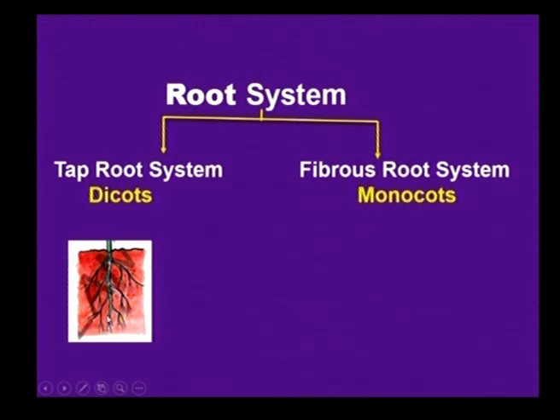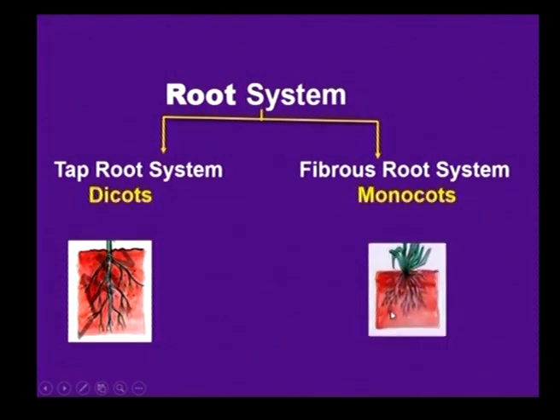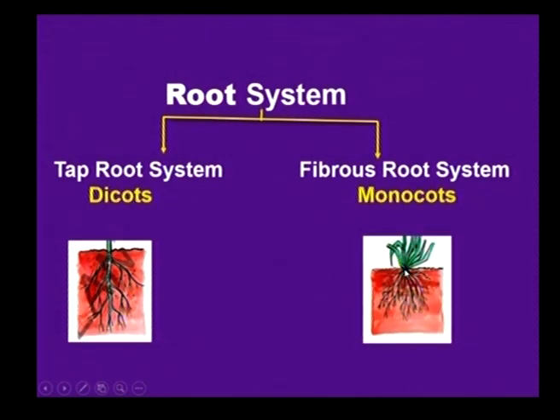Observe the taproot system in dicots. Here a thick main root is present and some lateral roots are present. This is seen mainly in dicots. And we can see fibrous roots in monocots. All the roots arise from the base of the plant. There is no main root.